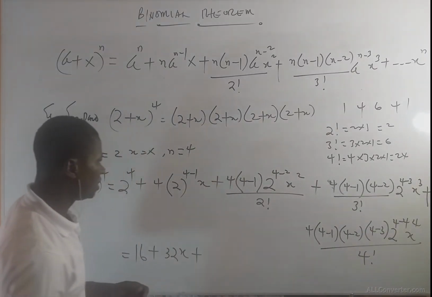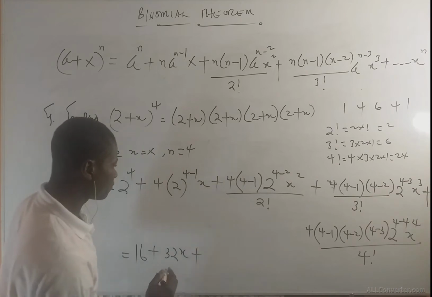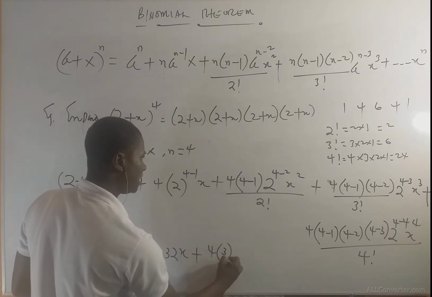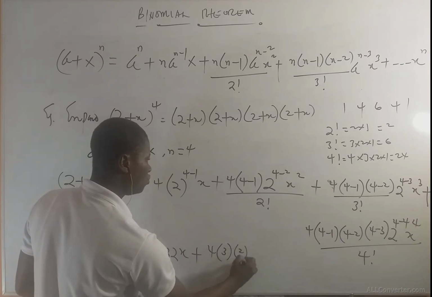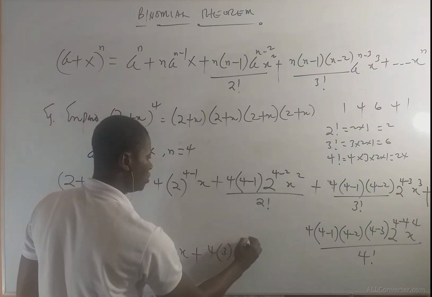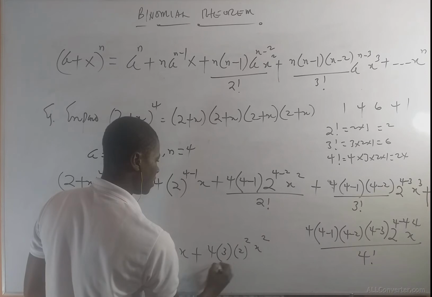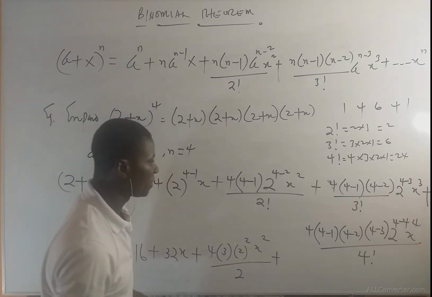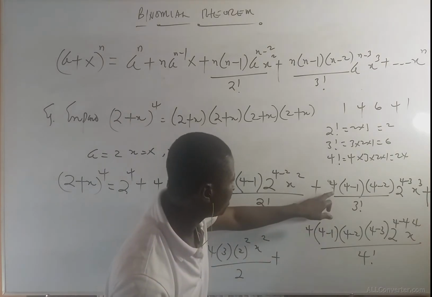So here we have 4 here. We have 4 here. 4 minus 1 is 3 here. Then you have 2 raised to the power 4 minus 2, which is 2. Then we have x squared. But the 2 factorial is the same as 2. Then plus. Then let's try to simplify this.